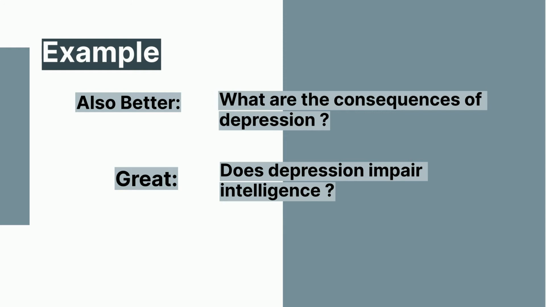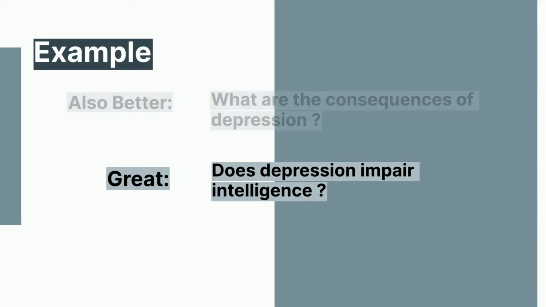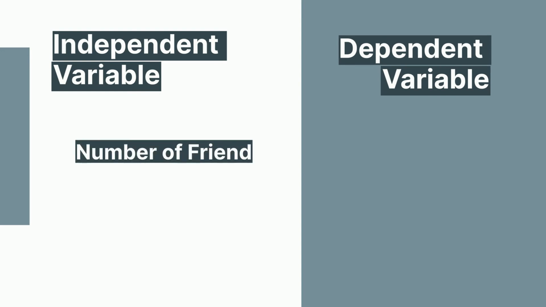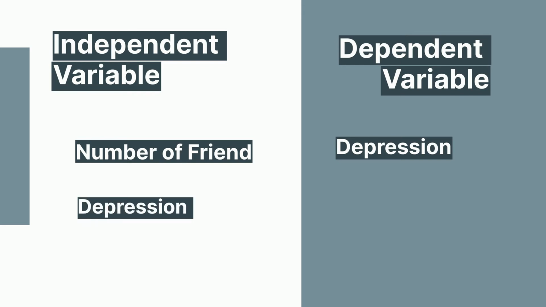And both of the great examples here follow the general template that you saw at the beginning. In the first example, we were wondering whether the number of friends has an influence on depression. So in that case, the number of friends was our independent variable, depression was our dependent variable. And in the second example, we were wondering whether depression has an influence on intelligence. So in that case, depression was our independent variable, and intelligence was our dependent variable. So these are already two examples of clear and testable research questions.